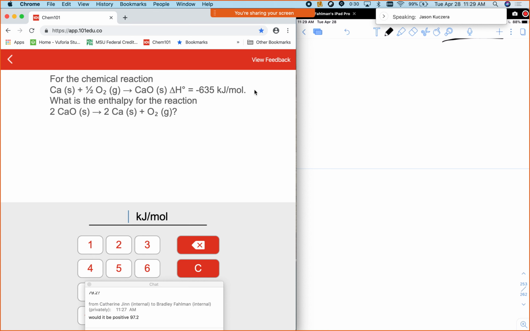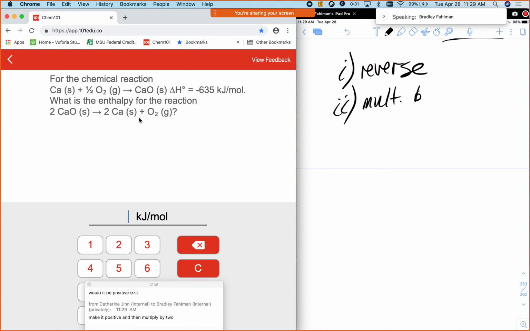So what do you think? Do you think that this one that you're interested in is the reverse of this? I think you would have to reverse it. It is, because in this one that you're given, calcium oxide is a product, right? But it's a reactant in this one. So the two operations are that you're going to reverse it, and then you're going to multiply by 2, right? So everything above is 2, and 2 times a half is just 1. So you're going to multiply by 2.